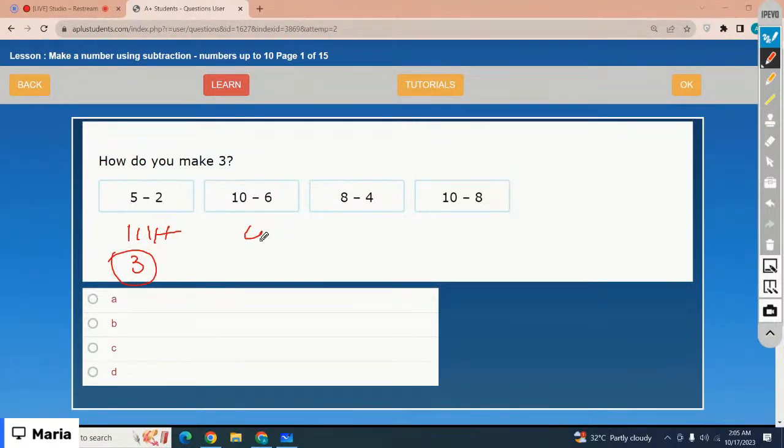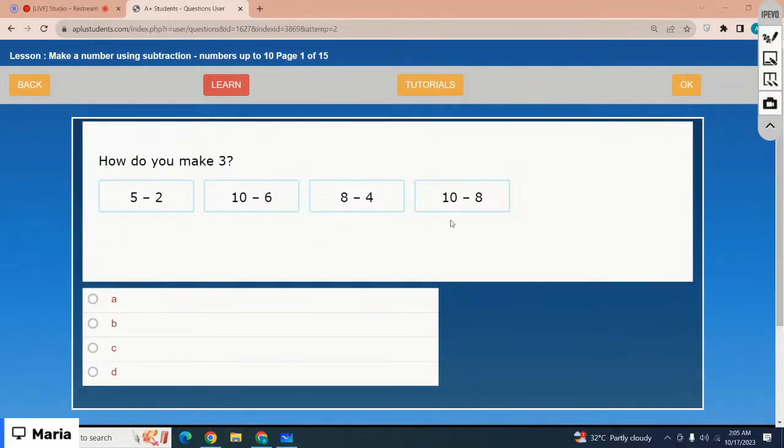10 take away 6 makes 4. 8 take away 4 makes 4, and 10 take away 8 makes 2. So you can see the only option that makes 3 is 5 take away 2. Got it? So the correct option is option number A. 5 take away 2 makes 3. Option A is the correct one.